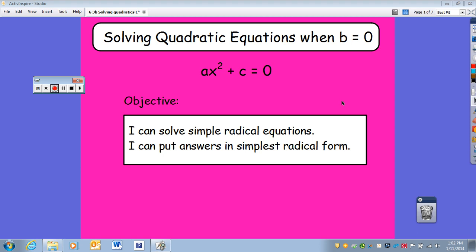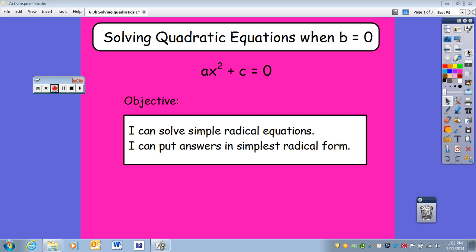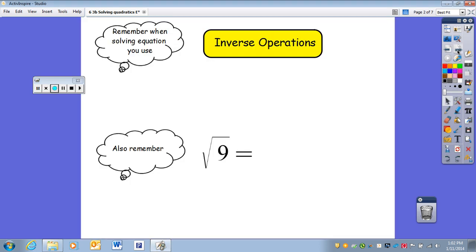In this lesson, we are going to continue solving quadratic equations, but this time the b will equal 0. So we'll solve simple radical equations and we put answers in simplest radical form. Remember, when you're solving an equation, you're going to use inverse operations. And also remember that when you take the square root of a number, you could possibly have two solutions.